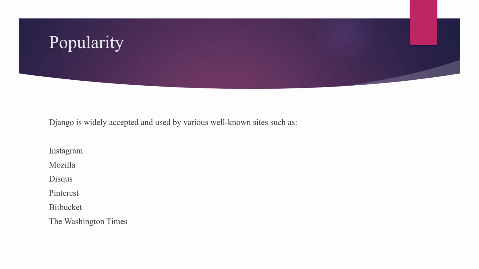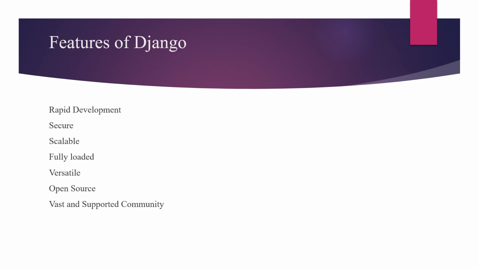Popularity: Django is widely accepted and used by various well-known sites such as Instagram, Mozilla, Disqus, Pinterest, Bitbucket, and Washington Times. Okay, now we will see features of Django.